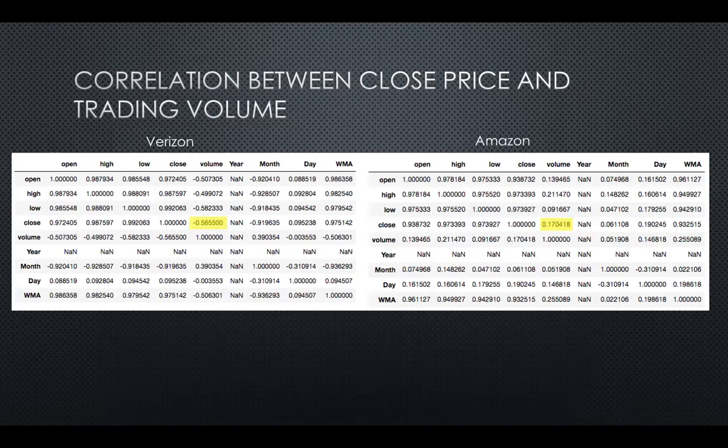So, correlation between the close price and trading volume. Here you can see that the volume and close for Verizon have a strong negative correlation, which means that as the volume increases, it's possible that the close price is decreasing, as this could be investors that are flocking to sell their shares because of bad news. But for Amazon, the correlation is not as strong and it's positive, which means that possibly more trading volume could lead to higher close price, which could be good news that investors are flocking to buy Amazon.